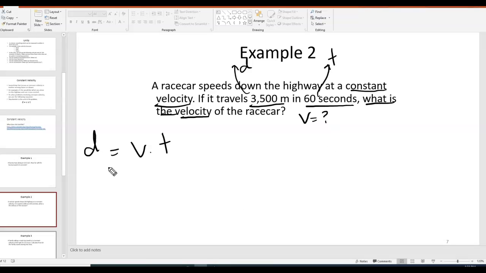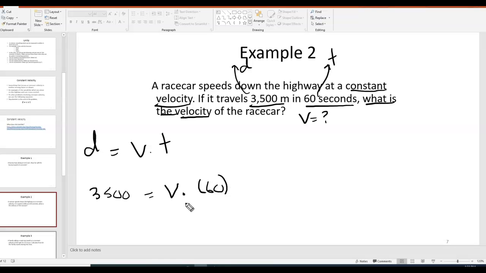I take my constant velocity equation and substitute in. In place of d, I put 3,500 equals v. I leave v in there because I don't know what v is. v is what I'm solving for. I just leave that in my equation. And then I plug in for t. t is 60 seconds.